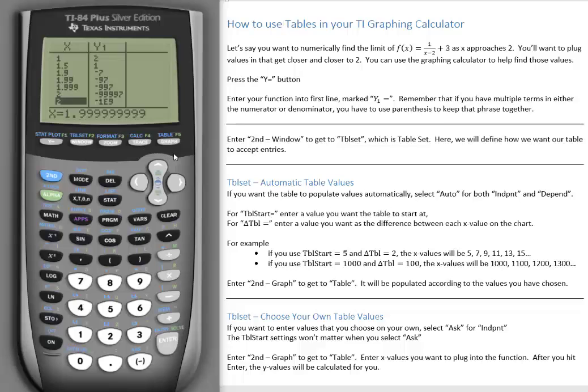Let's go ahead and try this again. So let's clear all of our values, using the delete. Okay, so what happens if we approach 2 from the positive side? Let's start at 3, and then 2.5, and then 2.1, and then 2.01.